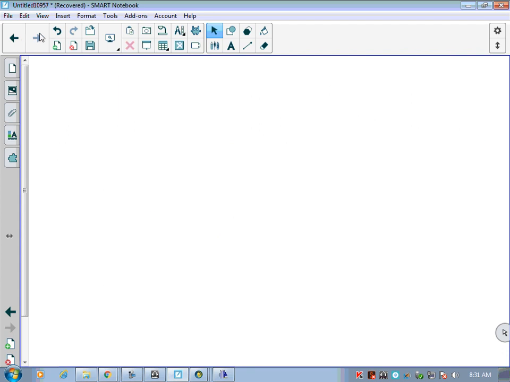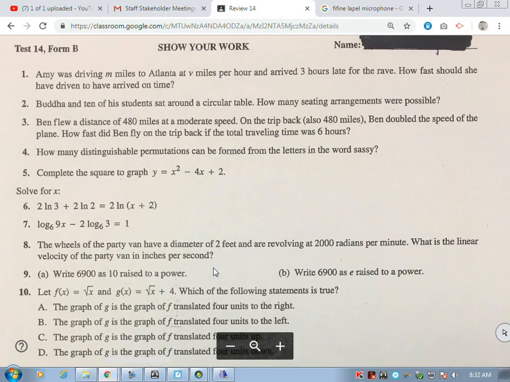All right. Question number 2. Let me go back to page here. Buddha and 10 of his students sat around a circular table. That ought to be a big hint for us what we're going to need to do there. How many seating arrangements were possible? All right, so how many people are there? There's 11. But because it's a circular table, what am I using?